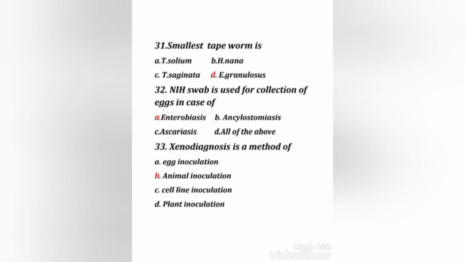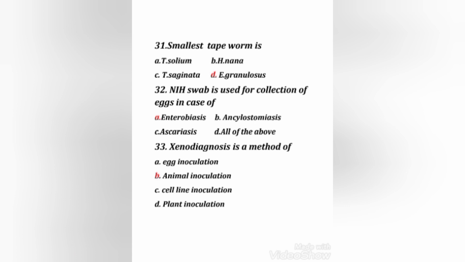Next question. Smallest tapeworm is Taenia solium, Hymenolepis nana, Taenia saginata, Echinococcus granulosus. And the right answer is option D. The smallest tapeworm is Echinococcus granulosus. Next question. NIH swab is used for collection of eggs in case of enterobiasis, ankylostomiasis, ascariasis, all of the above. Here the right answer is option A, enterobiasis.